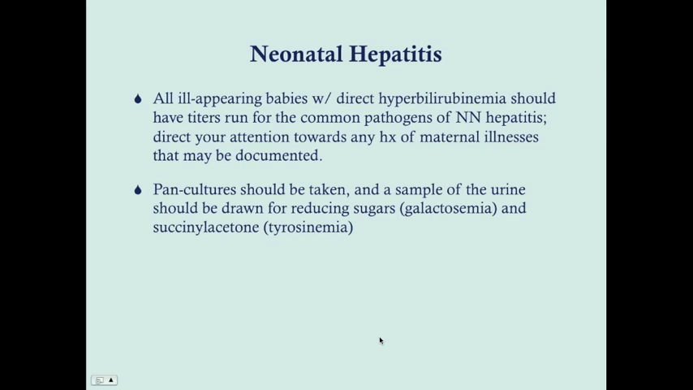All ill-appearing babies with direct hyperbilirubinemia should have titers run for the common pathogens of neonatal hepatitis, because that tends to be one of the more common causes of intrahepatic cholestasis. And you should direct your attention towards any history of maternal illnesses that may be documented, because that can give you some clues. A pan culture should also be taken, so you'll get a sample: you can culture the blood, culture the urine, culture the cerebrospinal fluid. You want to make sure that you're getting into all those fluids. And then a sample of the urine should be drawn for reducing sugars and for succinyl acetone, as mentioned.